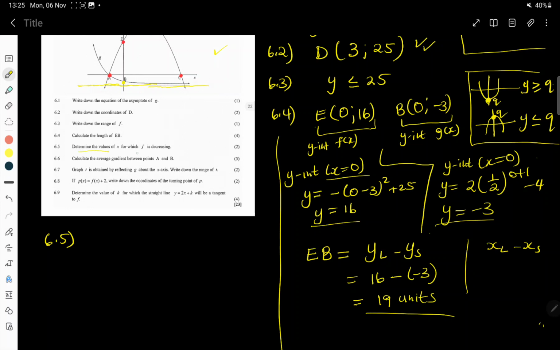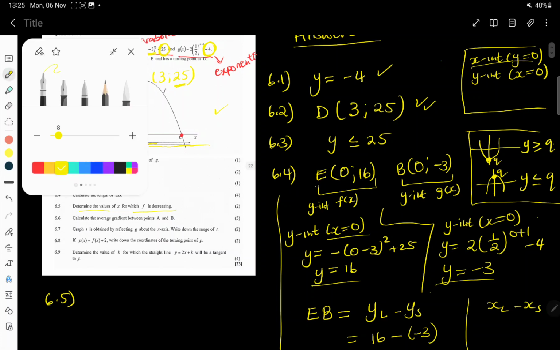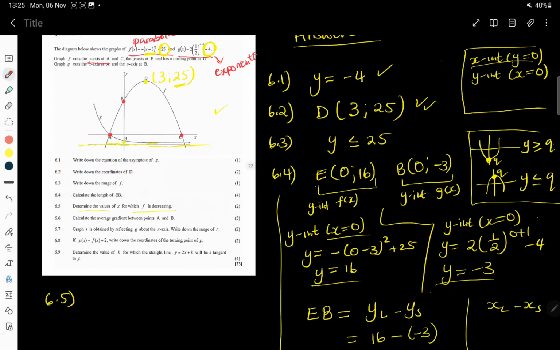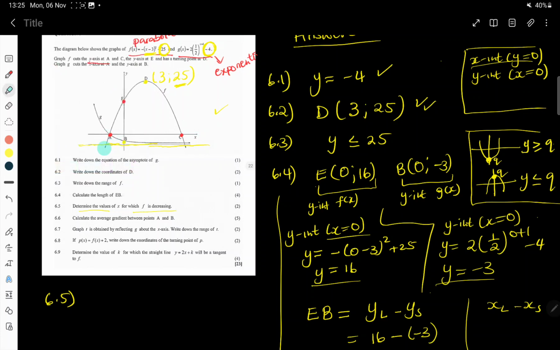Determine the values of x for which f is decreasing. Where f is decreasing, let's look. F is increasing from here to there. It is increasing. But from this point up until to infinity, it is decreasing.